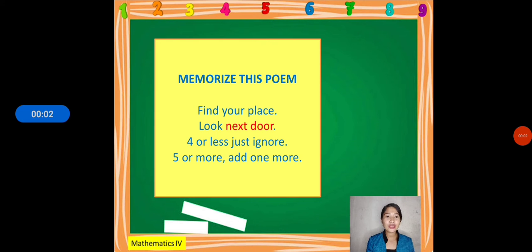You need to memorize this poem because it is very helpful in our lesson for today. I will read it first. Find your place, look next door, 4 or less just ignore, 5 or more add 1 more. Again, find your place, look next door, 4 or less just ignore, 5 or more add 1 more.